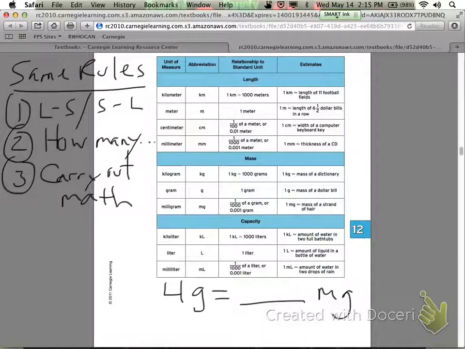Another example, I have 4 grams and I want to figure out how many milligrams that is going to be equal to. Again, this is a large to small unit of measure. There are 1,000 milligrams in a gram, so if I take 1,000 and I multiply it by 4, I'm going to get 4,000 milligrams for my answer.